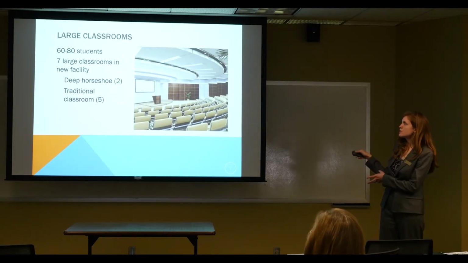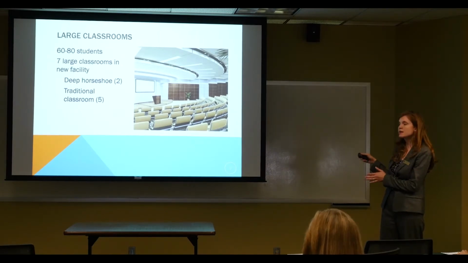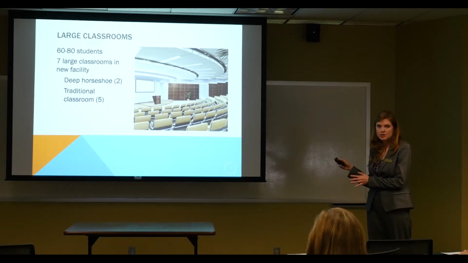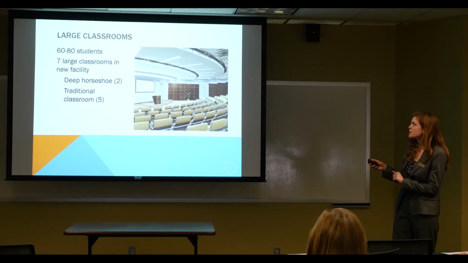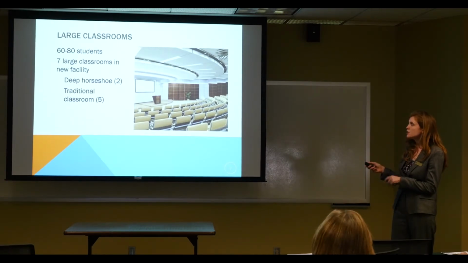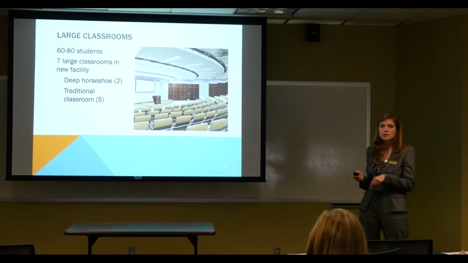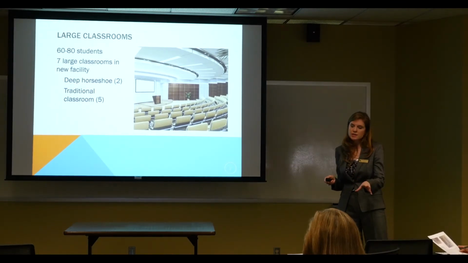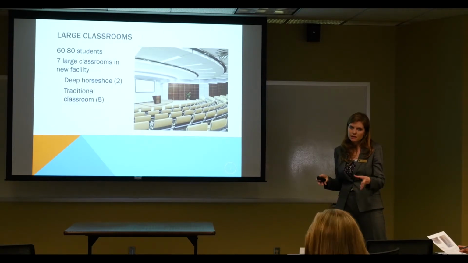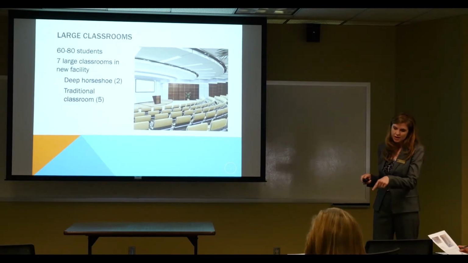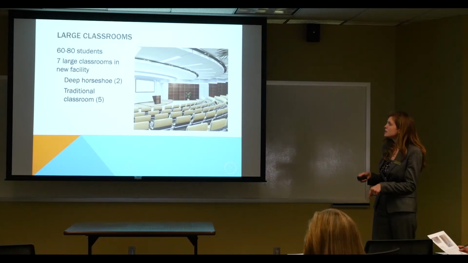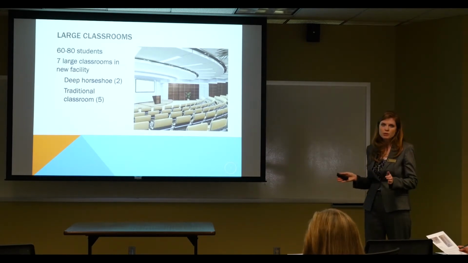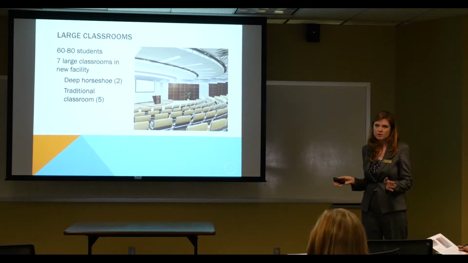So the large classrooms will be able to seat 60 to 80 students. I think in all of these classrooms, they can actually have more students than this, but they're targeting this smaller number. So there'll be 7 in the new facility. 2 of them will be a deep horseshoe shape. If you see your first handout, it shows different active learning activities that you can use in a large classroom. You can see a picture of the deep horseshoe. And then 5 traditional classrooms, but they'll have a little bit more curvature than we think of in the traditional classroom.